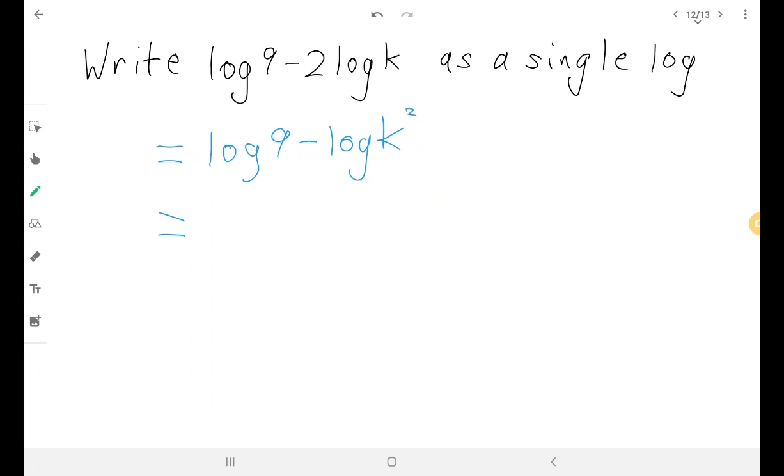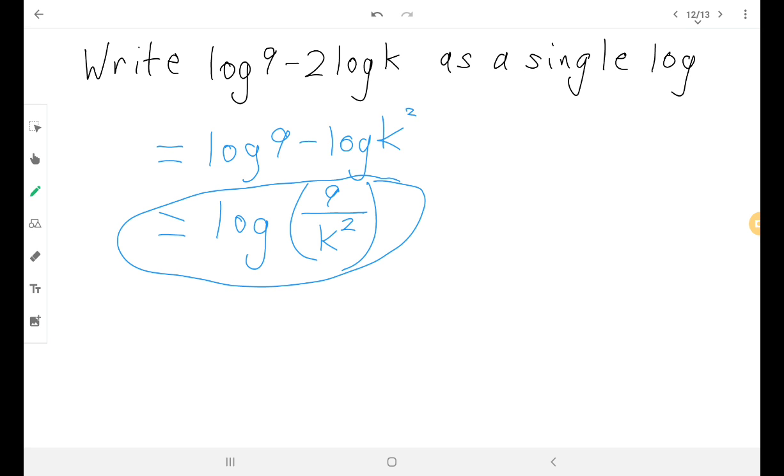And then I've got subtraction, which condenses into division. So this is the common log of a division problem, 9 over k squared. And there we have it written as a single log in the most compact form that we can get it. I'll pause for a moment, let you look at that, see if there are questions. There being no questions, I'll move on.